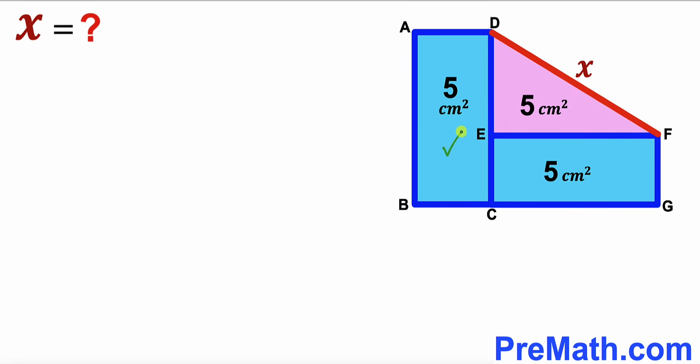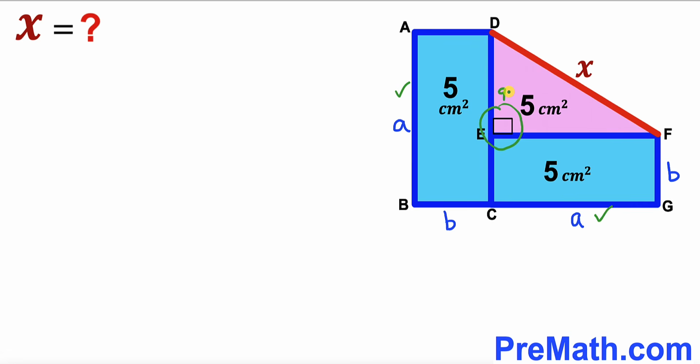Let's focus on these two identical blue rectangles. Therefore, their length is going to be identical as well. If I label this length as lowercase a, then this length has got to be lowercase a as well. Likewise, if the width of this rectangle is lowercase b, then this width has got to be lowercase b as well. Now our task is to find the value of lowercase a and the value of lowercase b. And since we are dealing with these two identical rectangles, this angle has got to be a 90 degrees angle.